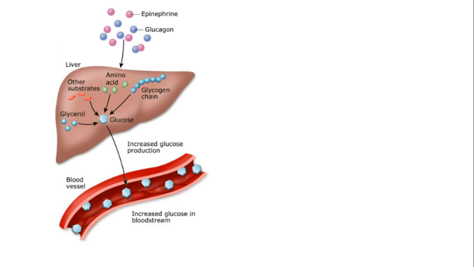So here's an example of what happens. Ignore epinephrine. We don't talk about that right now, but here is an example of glucagon signaling to the liver, hey, you need to take all these lovely different substrates and amino acids and stuff and reform glucose. So that's what it does, is it reforms glucose, releases it from the liver, and inputs it back into the blood vessel.